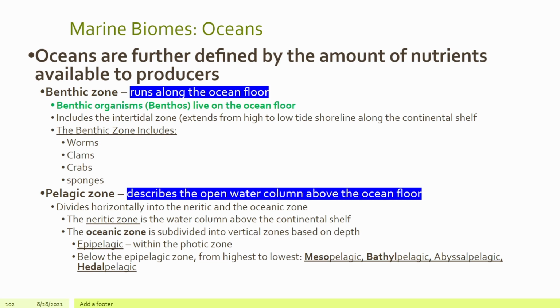Types of organisms you might find are worms, clams, crabs, and sponges. But there's also the pelagic zone, which describes the open water column above the ocean floor, an area that is divided horizontally into the neritic and oceanic zones. The neritic zone is the water column above the continental shelf, whereas the oceanic zone is subdivided into vertical zones based on depth, like the epipelagic, with the photic zone. Below the epipelagic zone, from highest to lowest, are the mesopelagic, bathypelagic, abyssal pelagic, and hadal pelagic.